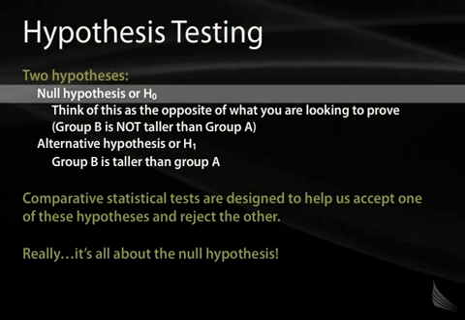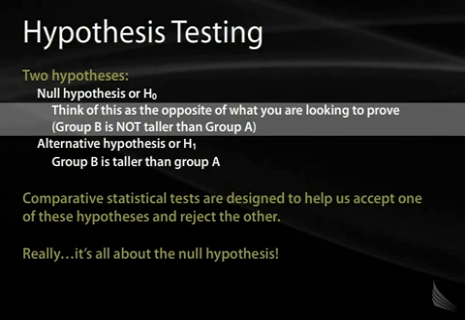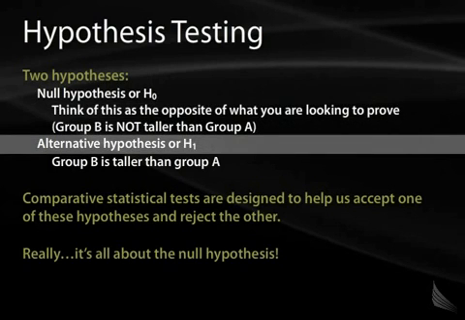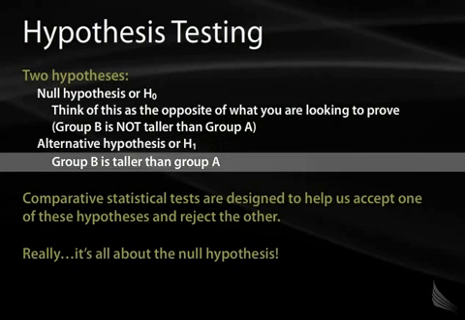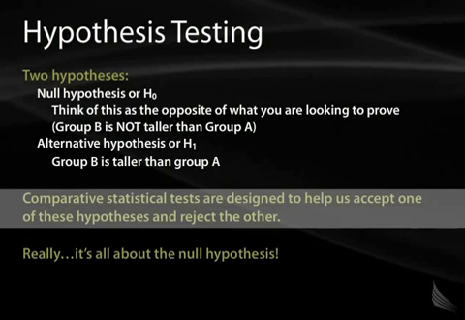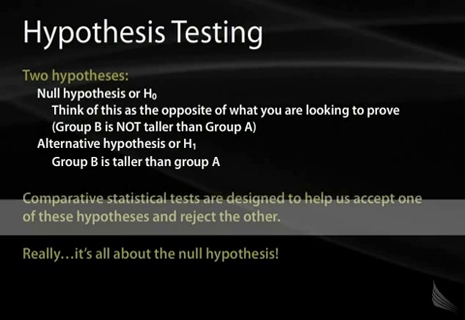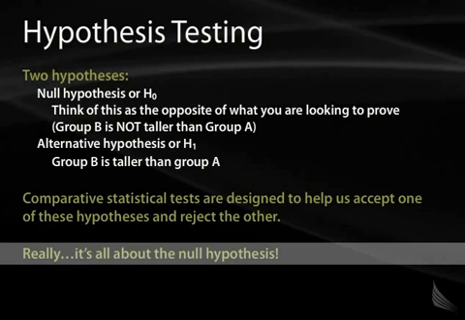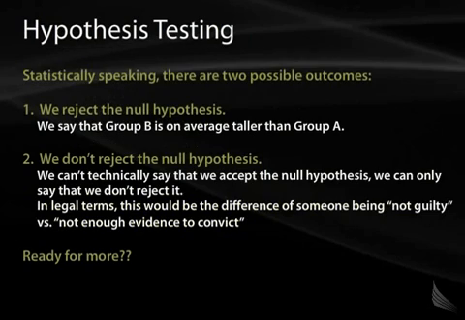So the null hypothesis, or often called H0, you can think of this as the opposite of what you're trying to prove. In this case, that group B is not taller than group A. The alternative hypothesis, or H1, is that group B is taller on average than group A. Comparative statistical tests are designed to help us accept one of these two hypotheses and to reject the other. But in reality, it's all about the null hypothesis and our attempt to disprove the null hypothesis.